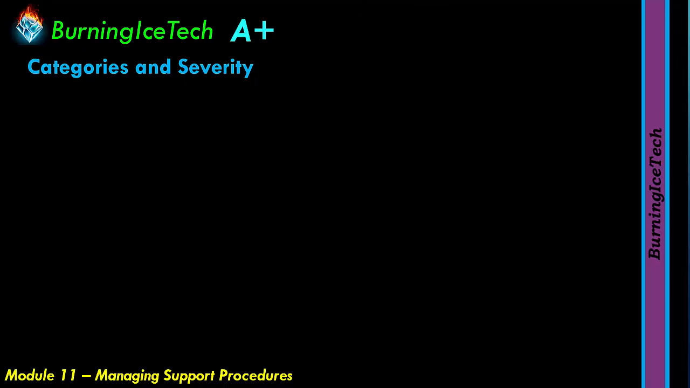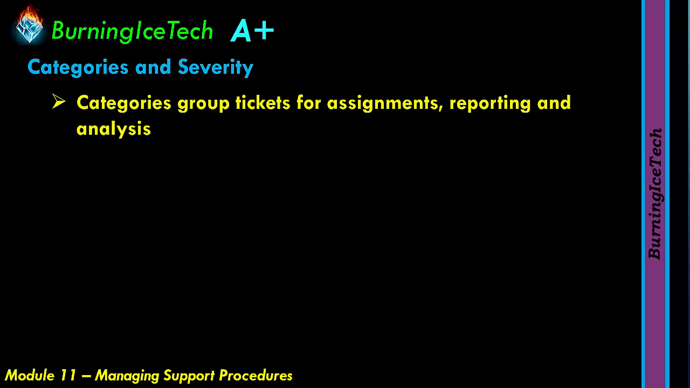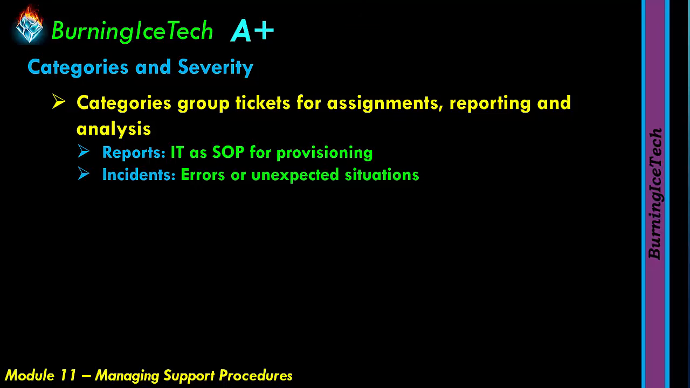So these categories, folks, could be group tickets for assignments, reporting, and analysis. I'm not sure if I'm even pronouncing that word correctly. Anyway, this entails things like reports. If you're not sure what that includes, this is IT as a standard operating procedure for provisioning. So what they need to do and what they should not do. This reporting and analysis might include things like incidents that took place, errors or unexpected situations that took place. It may or may not include things like problems, causes of incidents. So what actually caused an incident to take place in the beginning?